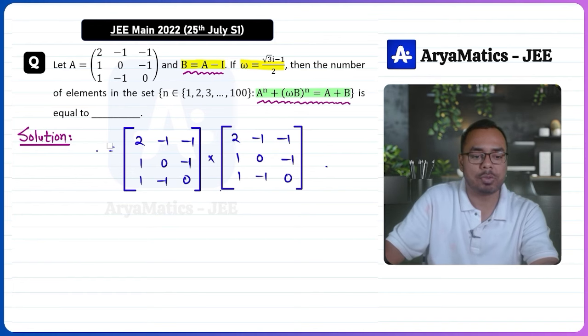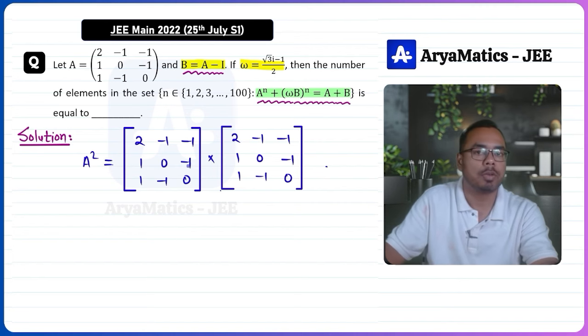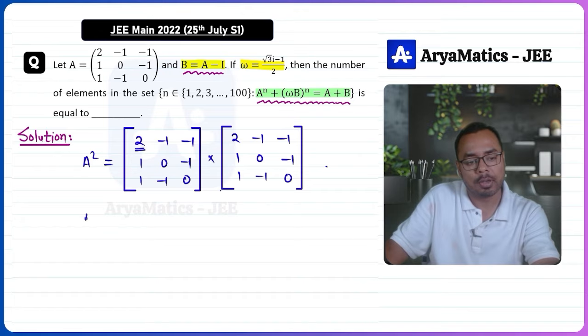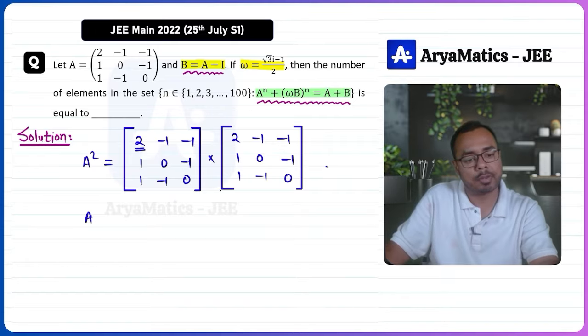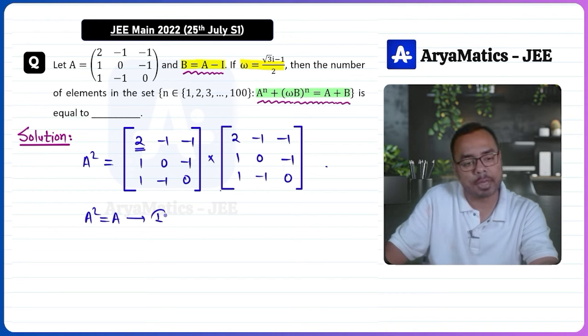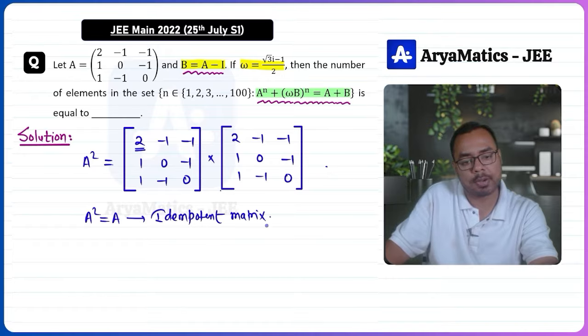Now, if you multiply these two matrices, you can do the multiplication on your own. When you multiply these two matrices, you will get the same matrix A, right? If you multiply first row, first column, then we are getting 2 minus 1, 4 minus 1 minus 1, so that is 2. So you will get this element. First row, second column, that will give you minus 1 and so on. So this multiplication you can do on your own. Once you calculate A square, you will find that A square is the same as matrix A. And if A square is matrix A, that means the given matrix is an idempotent matrix, right?